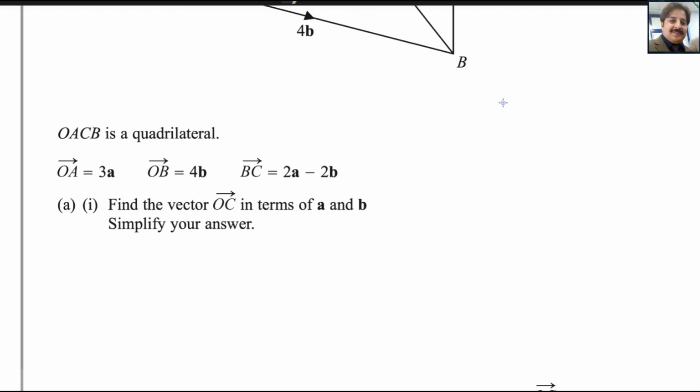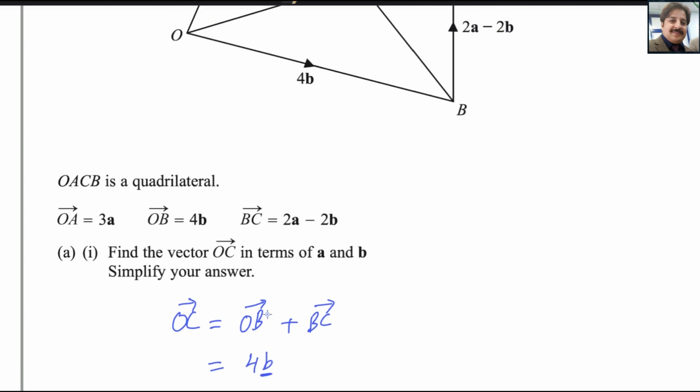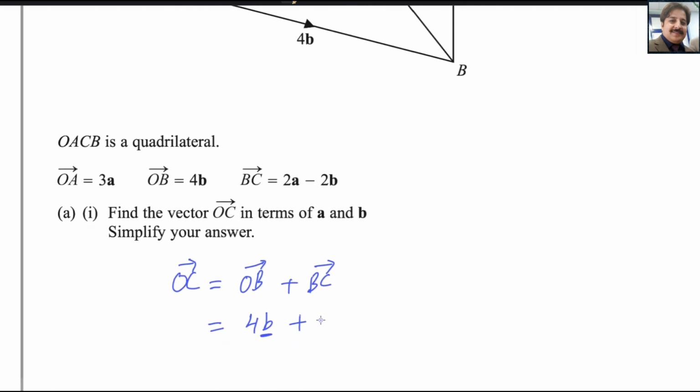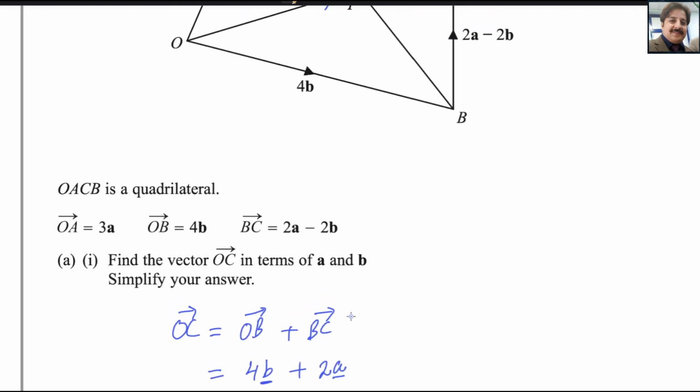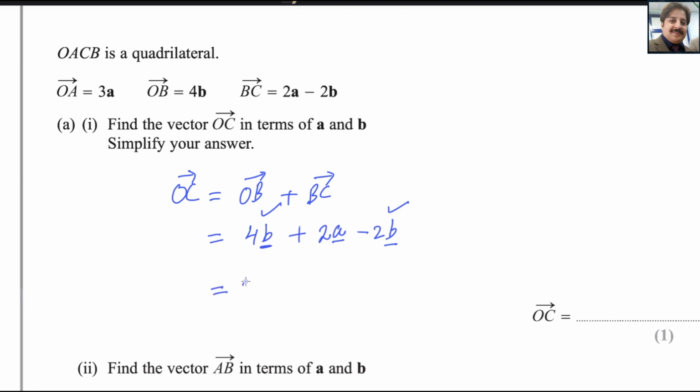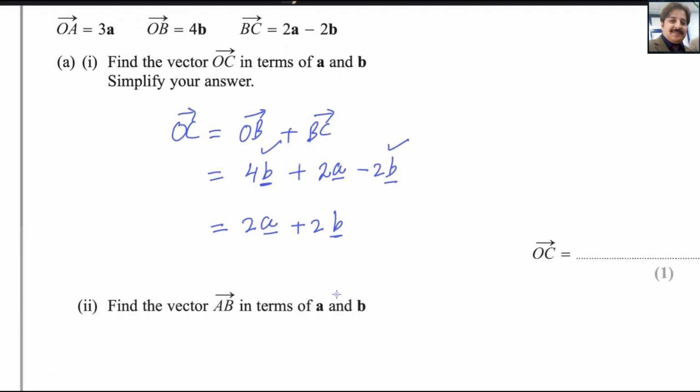So we can write OC equals OB plus BC. OB is 4B, B is a vector, plus 2A minus 2B. This BC is 2A minus 2B. You can simplify these two. So the answer will be 2A plus 2B. Answer of OC equals 2A plus 2B.